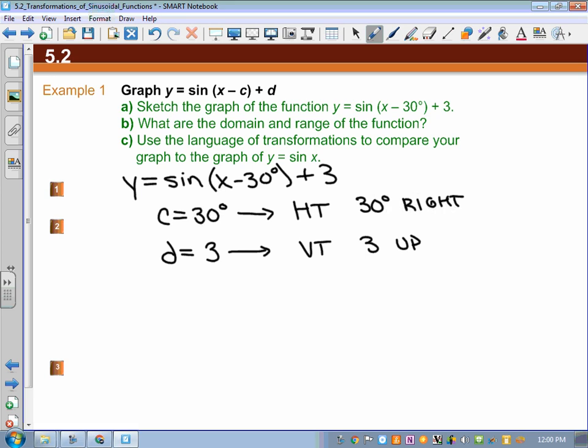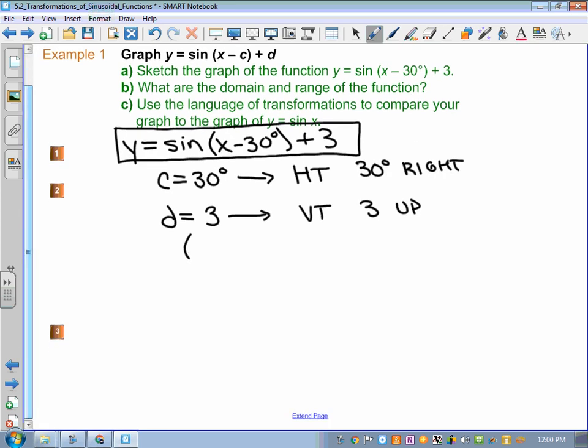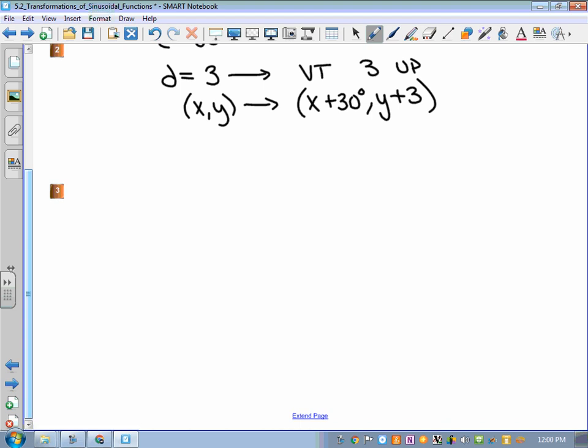If we want this function, y equals the sine of x minus 30 degrees plus 3, then we should take y equals sine x and move it 30 degrees to the right and 3 up. And we're going to do that to the points. But you've probably noticed by now that I really do like the mapping form. And so any point on y equals sine x is going to turn into x plus 30 degrees, comma y plus 3 on our graph of y equals the sine of x minus 30 degrees and then plus 3 after the fact.